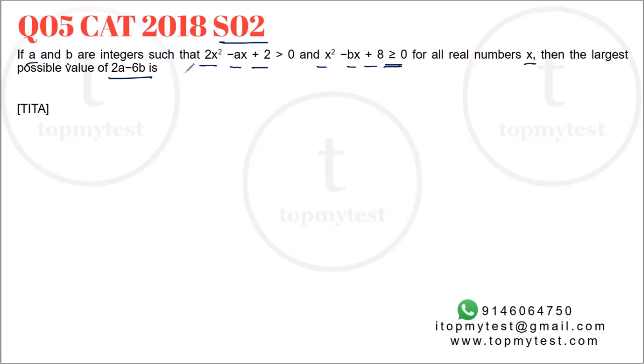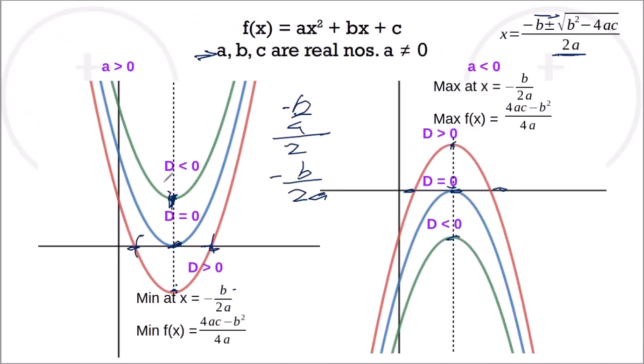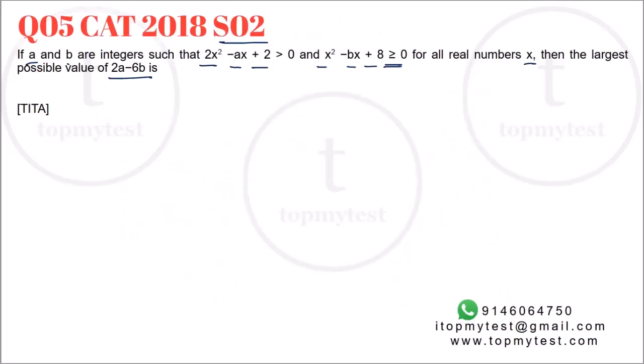Right. So let's analyze this curve as such. This one says that the value of the quadratic function has to be always more than 0. When will this happen? If you go back to the curve again, it will be always more than 0 when the discriminant is less than 0, which means the roots are complex. They are not real, right? That's why it will never touch the x-axis, right? So we know for the first one, the discriminant has to be less than 0.